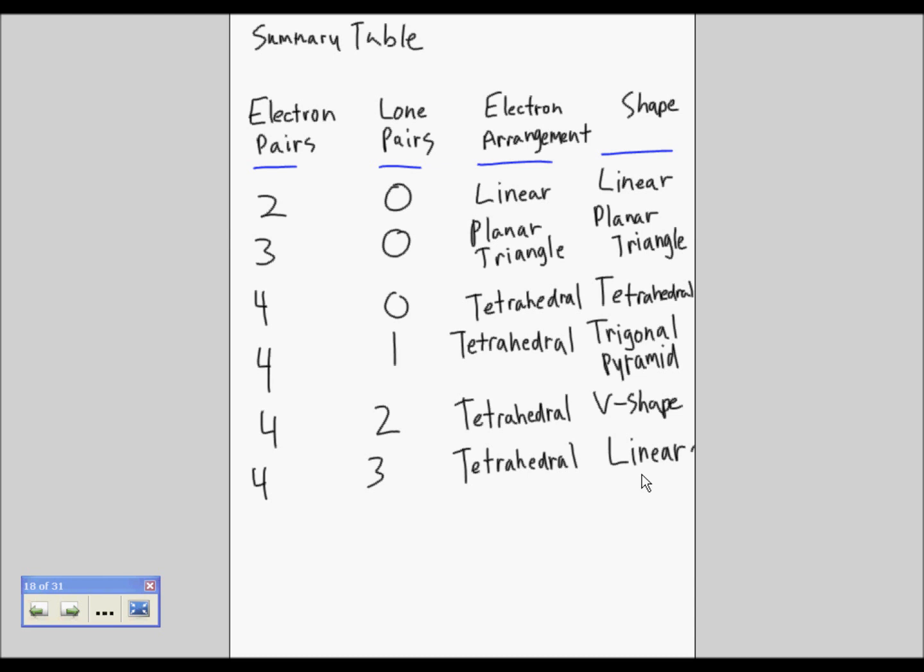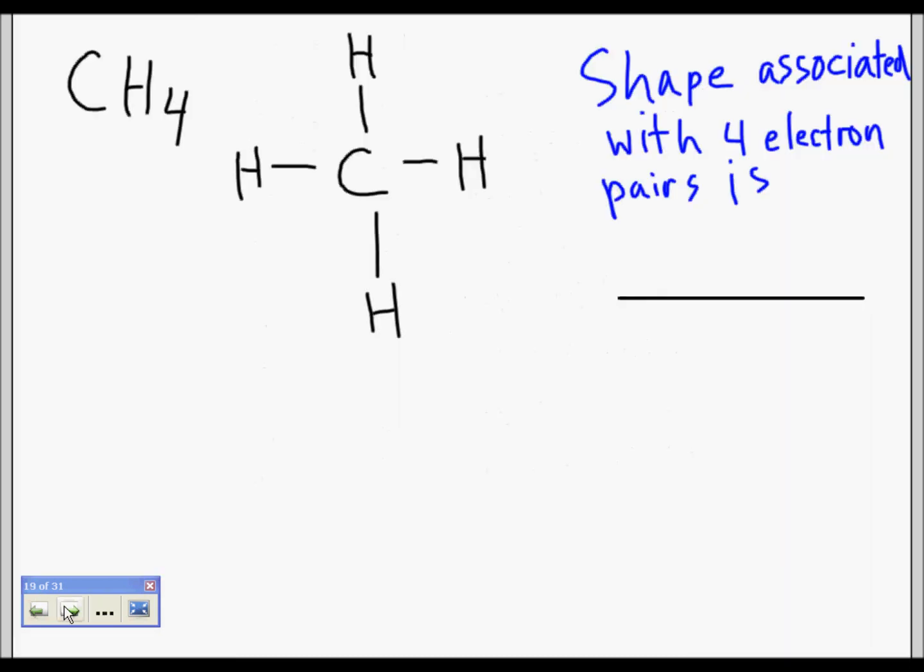That leaves you only 1 pair to bond with. You only have 2 atoms, and 2 atoms can't be anything but linear. So that will be linear. So let's do some practice examples.